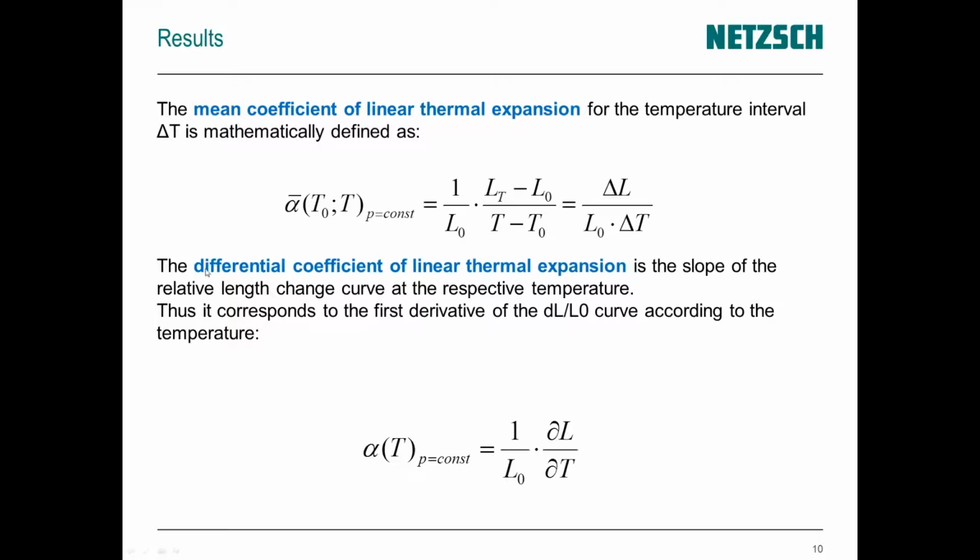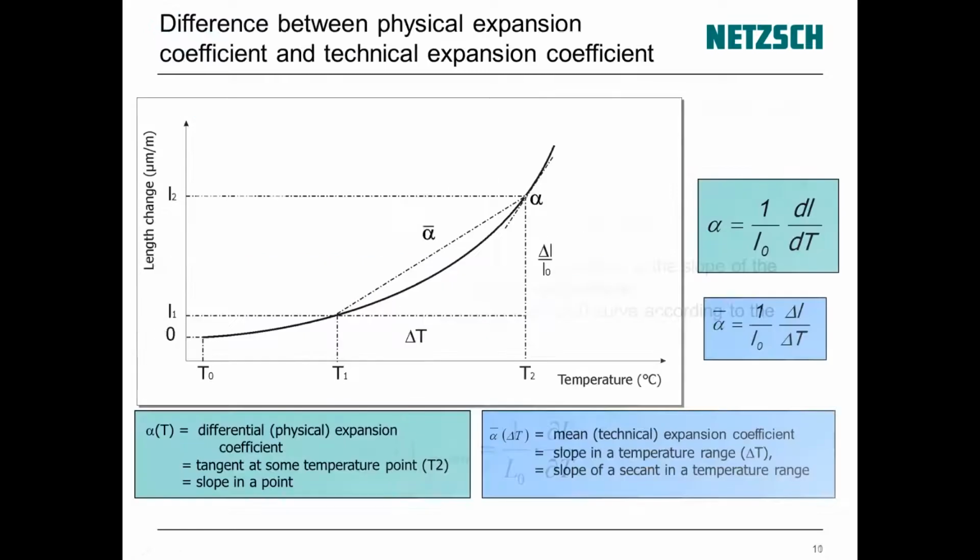With these results, you can go on and calculate the coefficient of linear thermal expansion, and here we have 2 different values. One is the mean coefficient of linear thermal expansion, and the other one is the differential coefficient of linear thermal expansion. Here you can see the calculations for the 2 values, but I think it's better to understand if you have a look at this slide here.